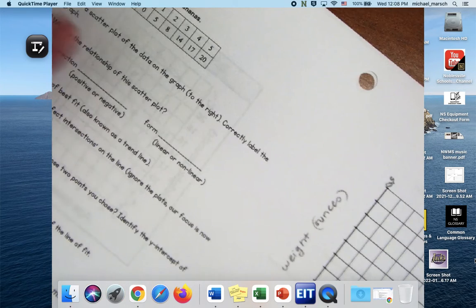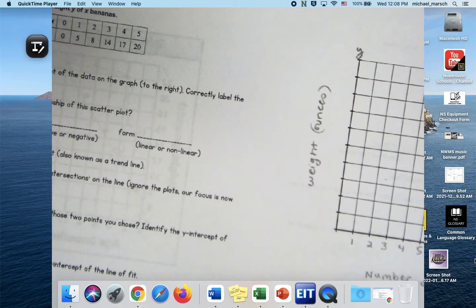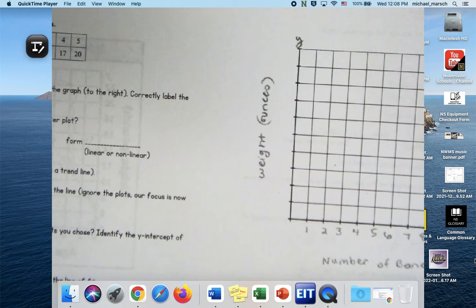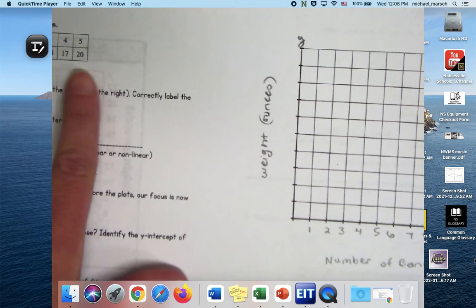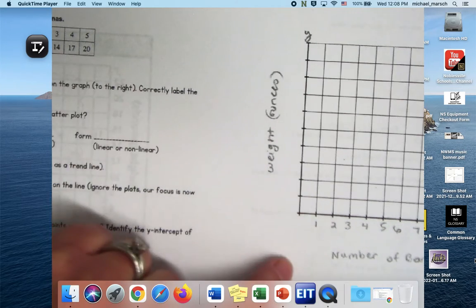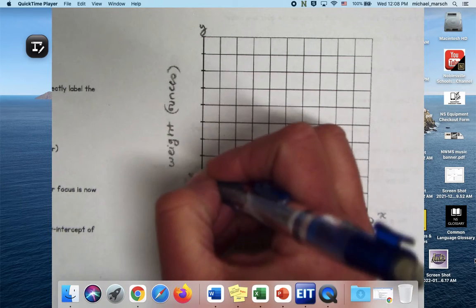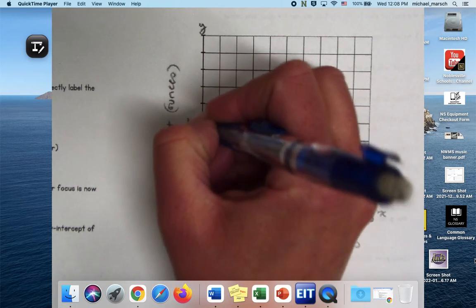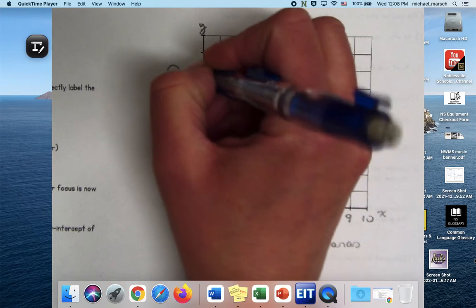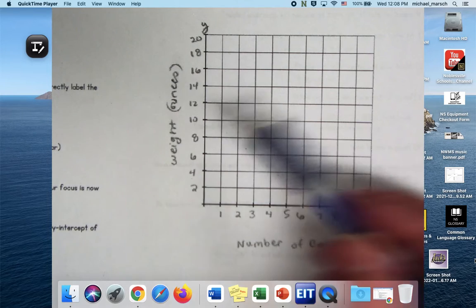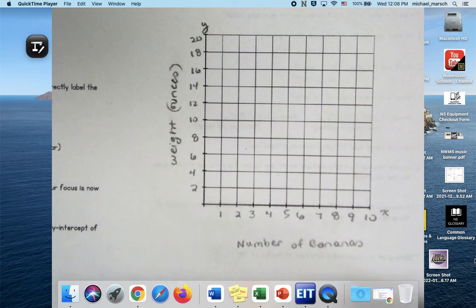It's important that you label ounces because ounces and pounds are very different measurements, right? How many ounces are in a pound? 16, right? So we're talking about 2 very different scales. The highest number for weight is 20. I do not have 20 lines. By 2s. You went by 2s, perfect. All right, so we correctly labeled the graph. Now we just have to scatter our plots.